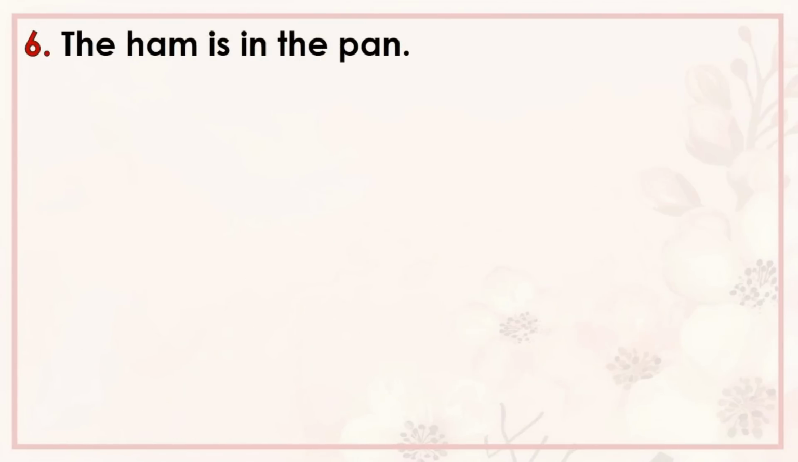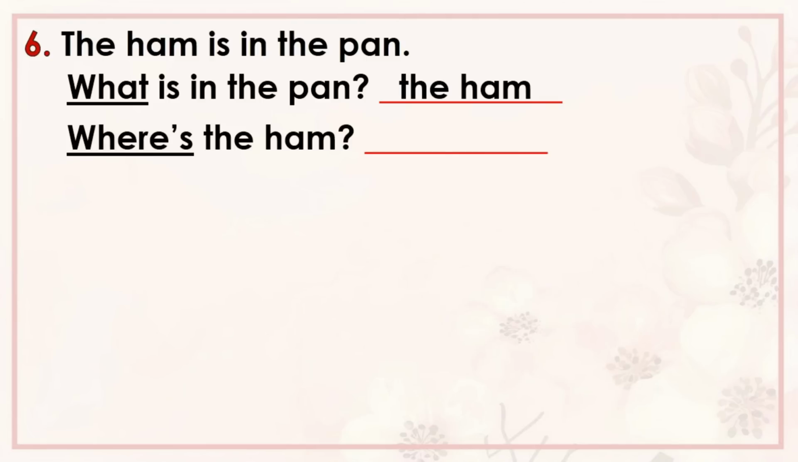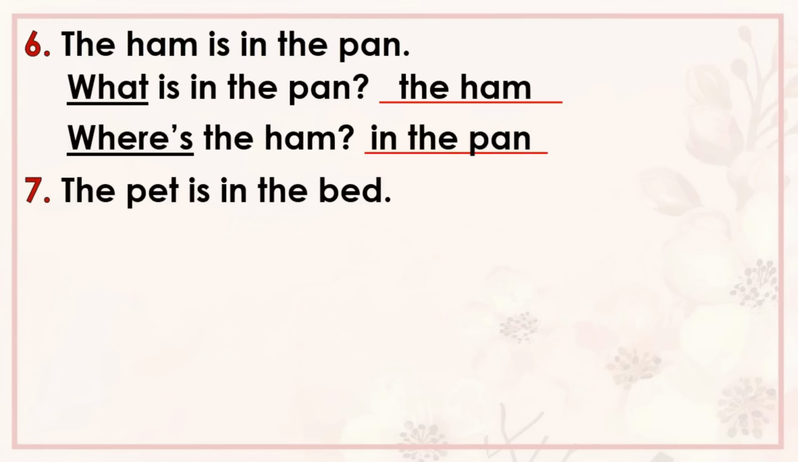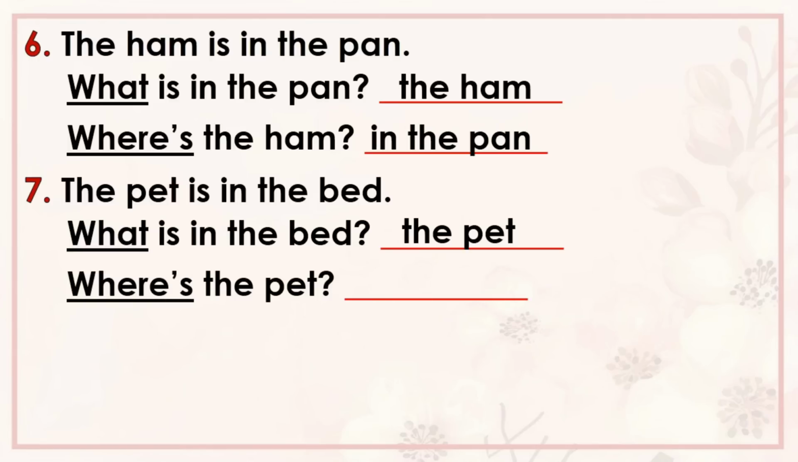Number 6. The ham is in the pan. What is in the pan? Very good. The ham. Where's the ham? Correct. In the pan. Number 7. The pet is in the bed. What is in the bed? Correct. The pet. Where's the pet? Very good. In the bed.